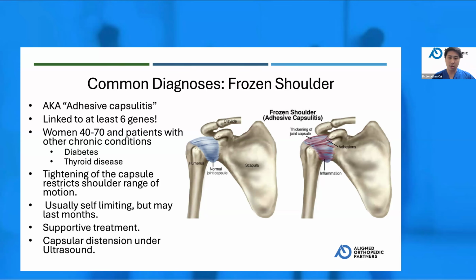The things that we can do as orthopedic surgeons is to try to help you get this motion back sooner. The mainstay is supportive treatment, such as physical therapy. We could look for distension of the capsule or fluid in the joint space with ultrasound, but usually it's physical therapy plus or minus a steroid injection to try and calm down that inflammation.